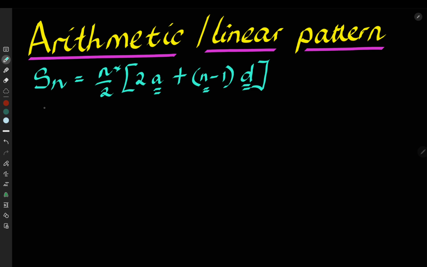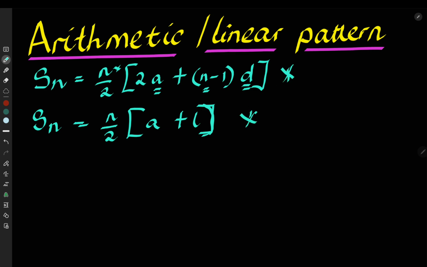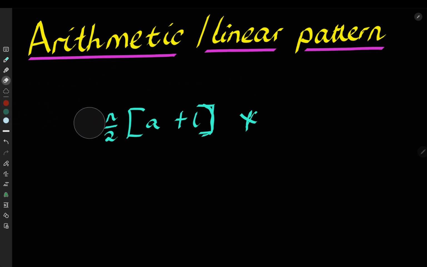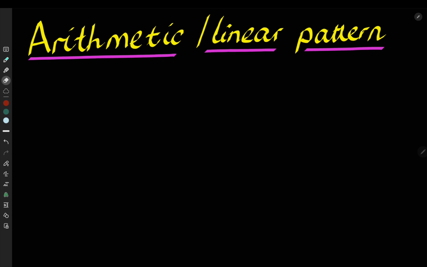Now, if you are also given the last term, you can use the formula Sn is equal to n over 2 times (first plus last term). This formula works if you have the last term, so if they give you a sequence and say the last term is that. If you know what the last term is, then you can just use this formula. Even if you use that formula or this one, you still get the same answer. Now, with that in mind, let's look at an example of the arithmetic sequence.